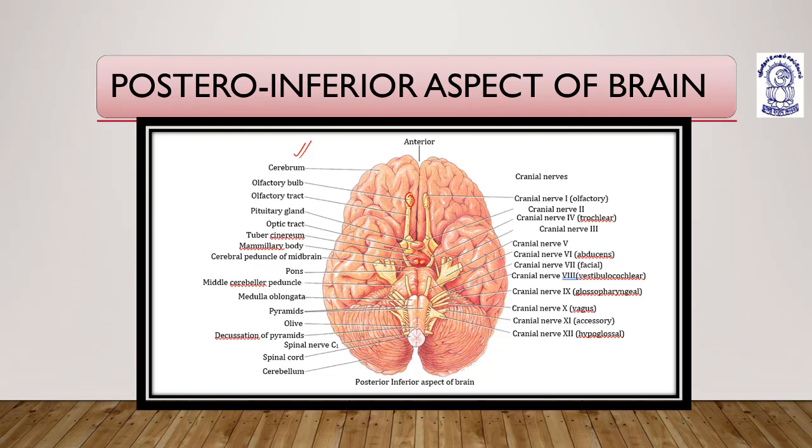Cerebral peduncle of midbrain, pons, middle cerebral peduncle, medulla oblongata, decussation of pyramids. Decussation of pyramids basically includes the crossing of the fibers. This part is the cerebellum, and these are the cranial nerves.